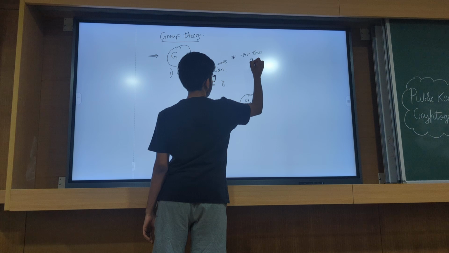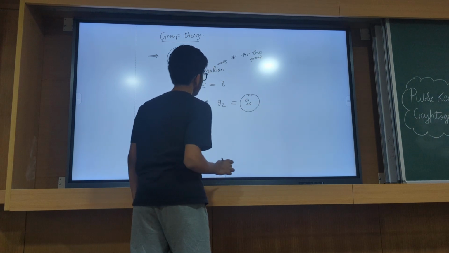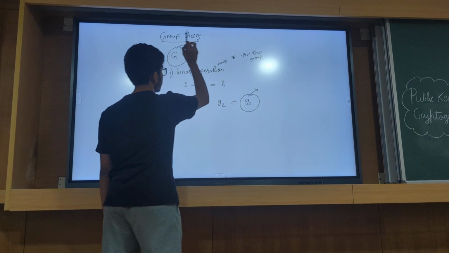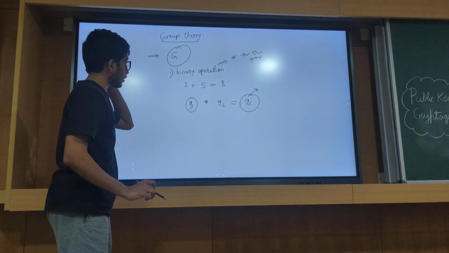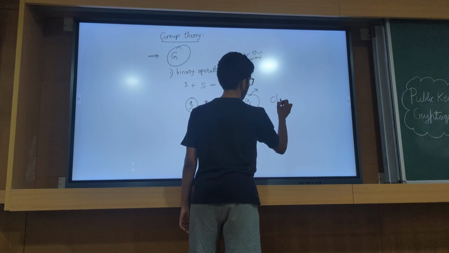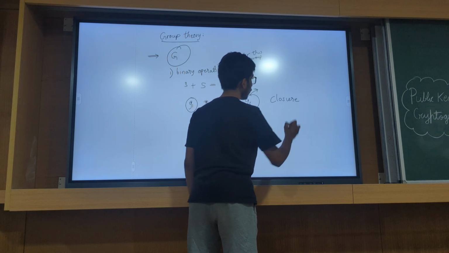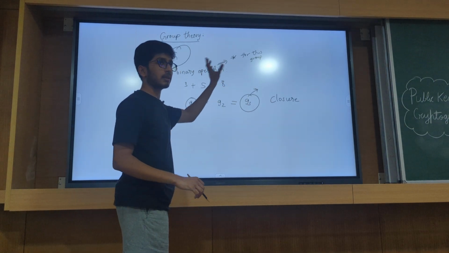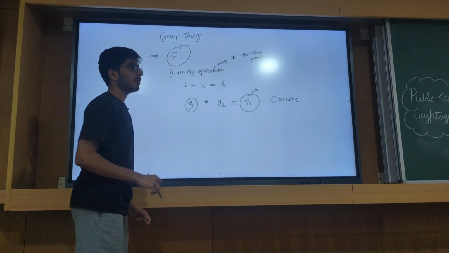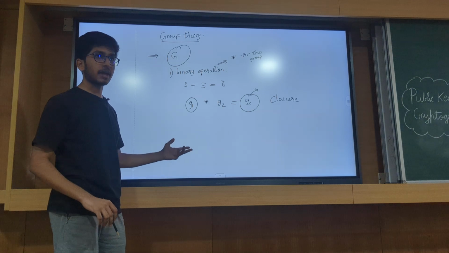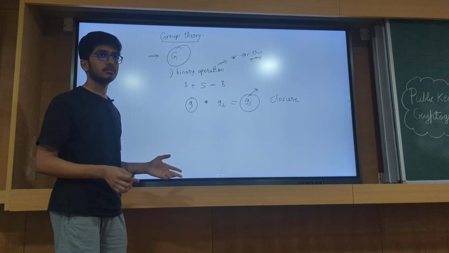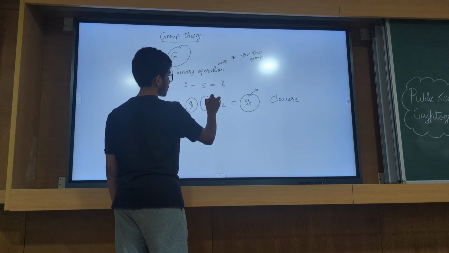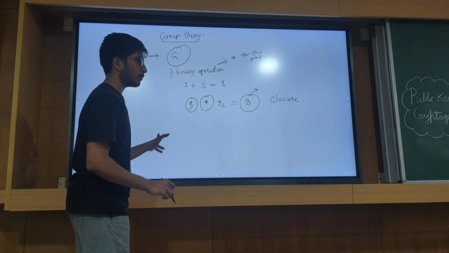This is fixed for this group. Then it should produce an output G3, which also must belong to the group G. So this is the closure property of a binary operation. You know what closure is, right? We were taught in school that the output should also belong to the same class. For example, whole numbers are not closed under subtraction, but they are closed under addition. So the group should be closed under the binary operation star. That is one property.